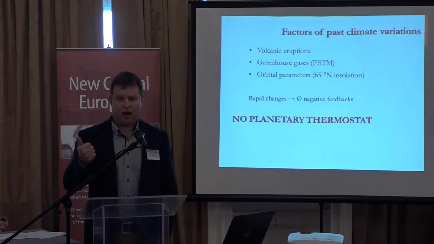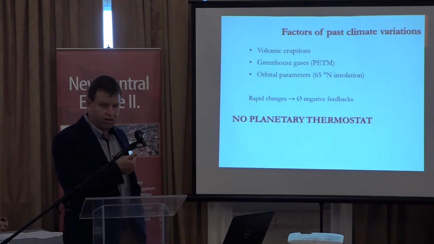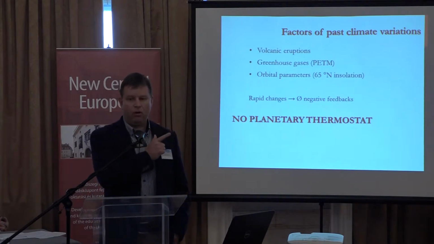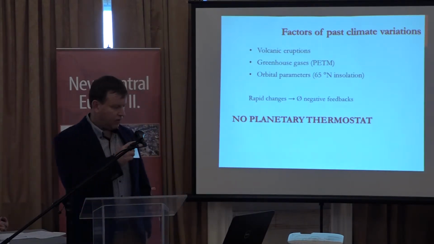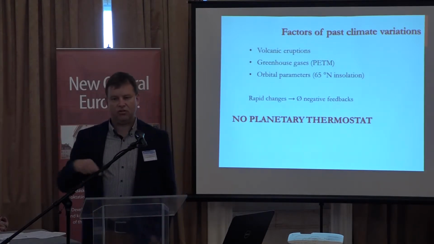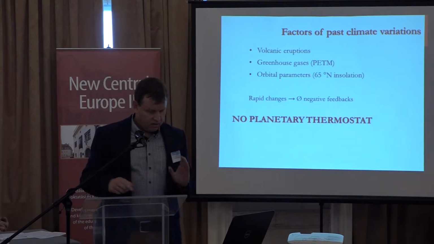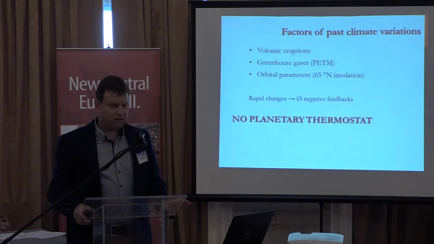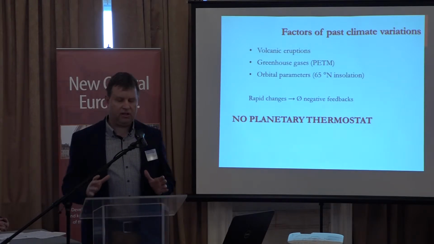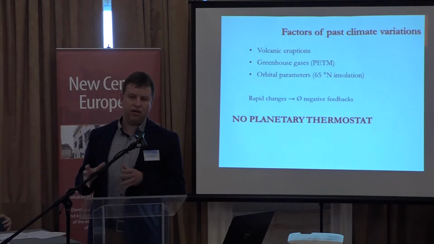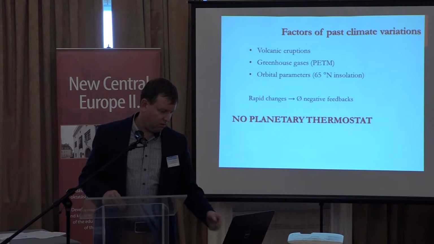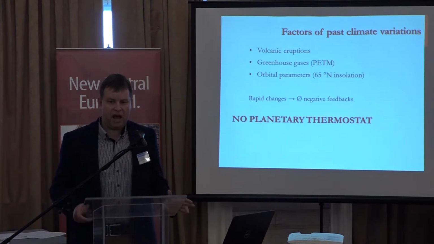Volcanic eruptions vary even in our historic past. Greenhouse gases, we only saw a very long time ago that there might happen. And we also saw not that long ago that orbital parameters can change Earth's climate. So the lesson from these changes is that nature and the climate system, no matter how large it is, can undergo very rapid changes within a very short time, even without human intervention. So the take-home message is actually that there is no planetary thermostat.